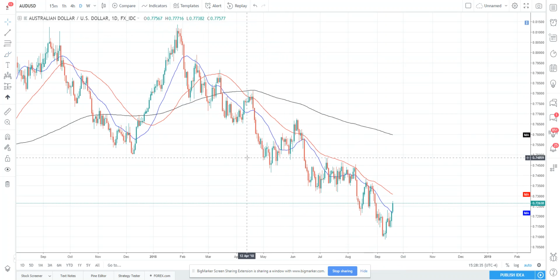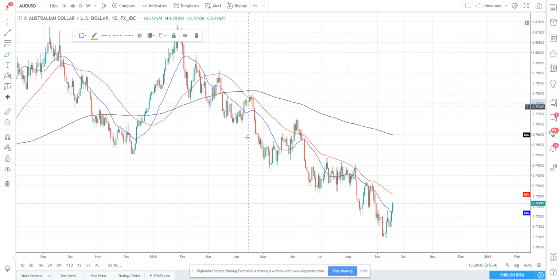Maybe we have a strategy that calls for whatever you want to. Maybe you're a counter trend trader and you want to buy when you get new lower lows formed and price is overextended.